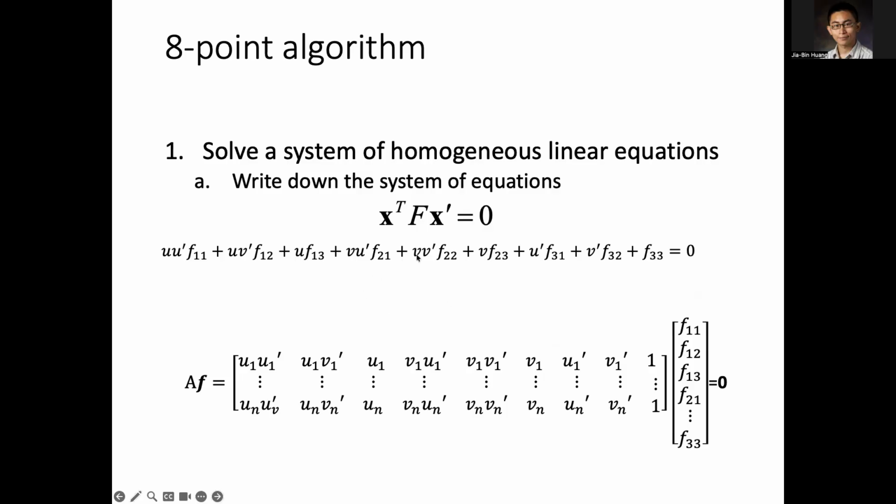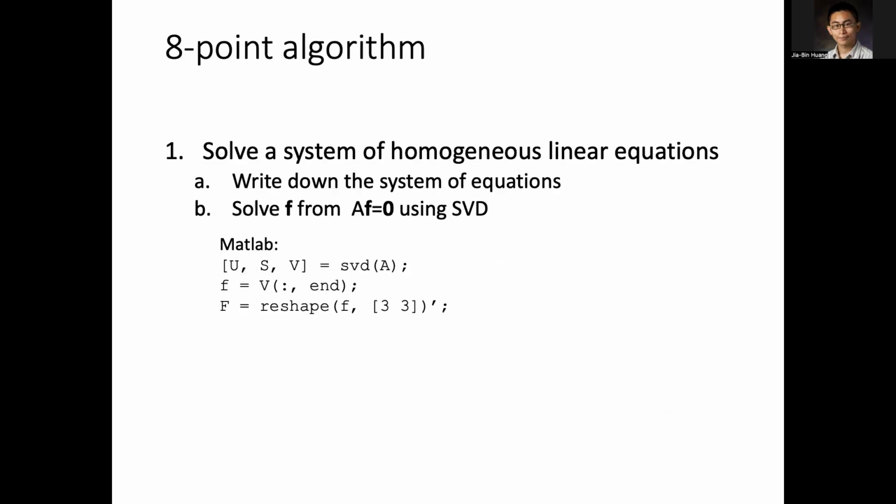So from this, you set up the linear system of equations A times F equals 0. We talk about this form a lot, right? You have AX equals 0. The way you can solve for X is to compute the SVD and then take the eigenvector corresponding to the smallest eigenvalue, and then you can reshape it back. It looks like this. In MATLAB, you can take the f like this.